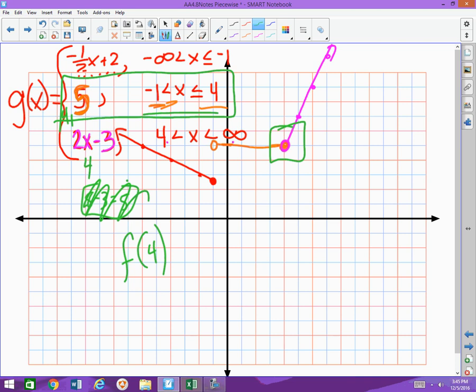But that can happen where you have an open circle on top of a closed circle, and therefore it's a function. It can't be a closed circle on top of a closed circle, because then it's not a function.